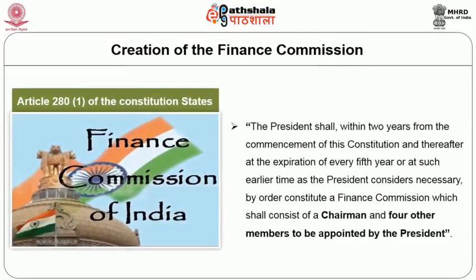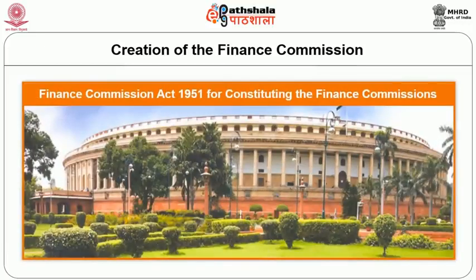Creation of the Finance Commission. According to Article 280, Subclause 1 of the Constitution, the President shall, within 2 years from the commencement of this Constitution and thereafter at the expiration of every 5th year or at such earlier time as the President considers necessary, by order, constitute a Finance Commission which shall consist of a chairman and 4 other members to be appointed by the President. Accordingly, the Parliament enacted the Finance Commission Miscellaneous Provisions Act 1951 for the constitution of the Finance Commission.